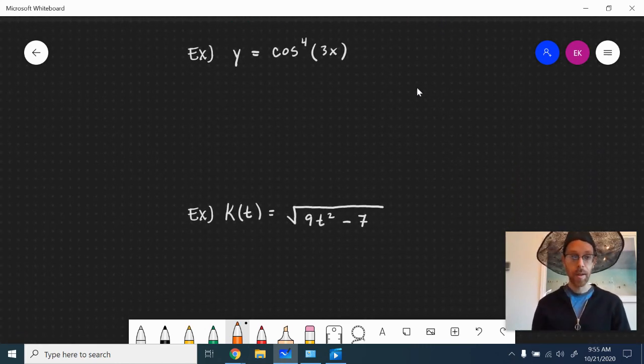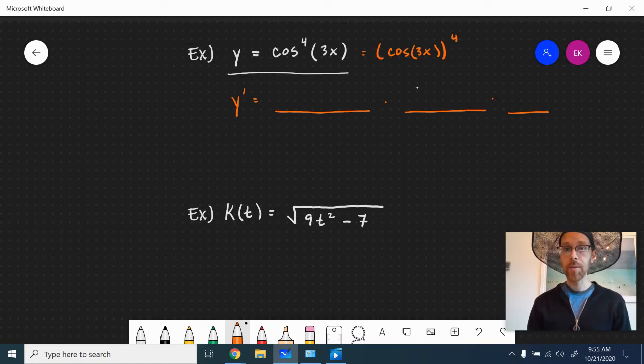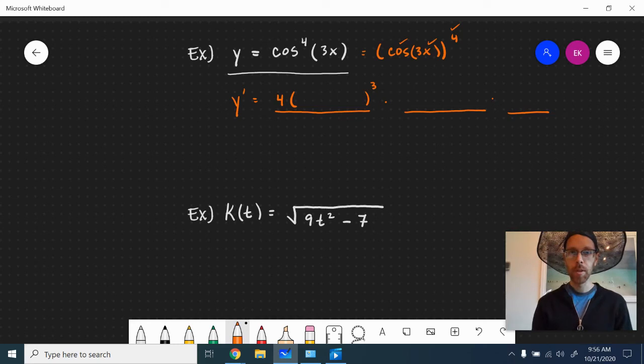Try the next one on your own. All right, check your work on this one. This one's a little trickier because it has 1, 2, 3 layers to it. The outer function is something to the 4th. So you get 4 times something cubed. That something is cosine 3x.